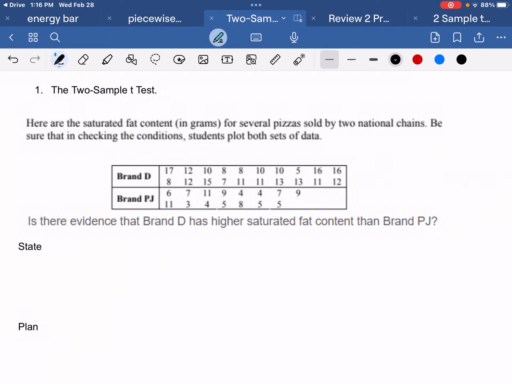So now we're going to look at our first example of a two-sample t-test. The bad news is this is one of those problems where you're given raw data, so we'll have some graphing to do on this one. So here are the saturated fat content in grams for several pizzas sold by two national chains. Be sure that in checking the conditions, you plot both sets of data. Is there evidence that brand D has higher saturated fat content than brand PJ?